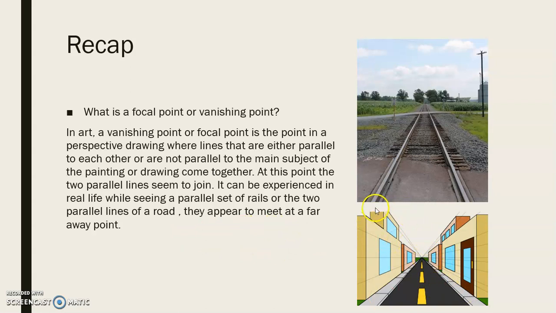So if you have a look, you've got rails here and you've got a road, and as you can see, it looks as though in the distance they meet, doesn't it? Even though they actually stay parallel. That's what happens on a horizon with these parallel lines.